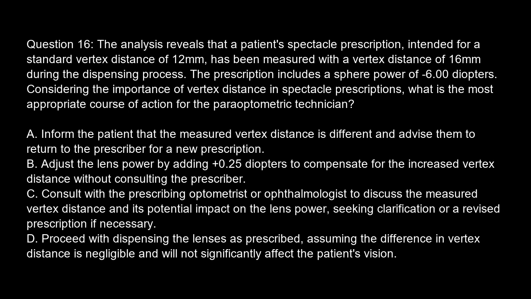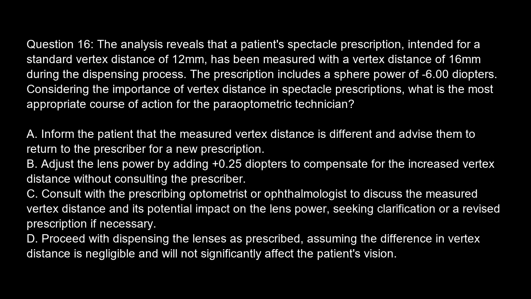Inform the patient that the measured vertex distance is different and advise them to return to the prescriber for a new prescription. Option B. Adjust the lens power by adding +0.25 diopters to compensate for the increased vertex distance without consulting the prescriber. Option C.